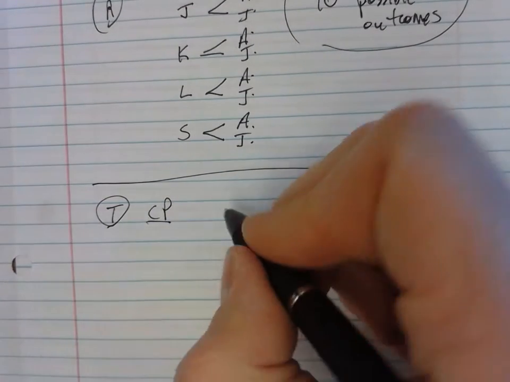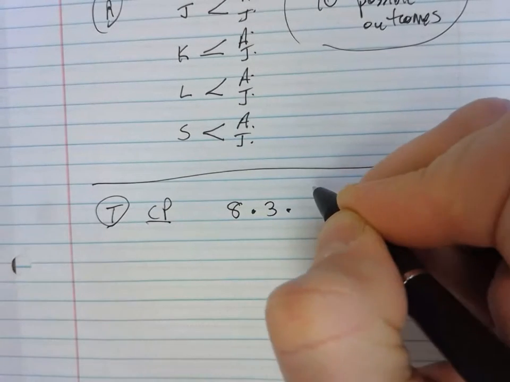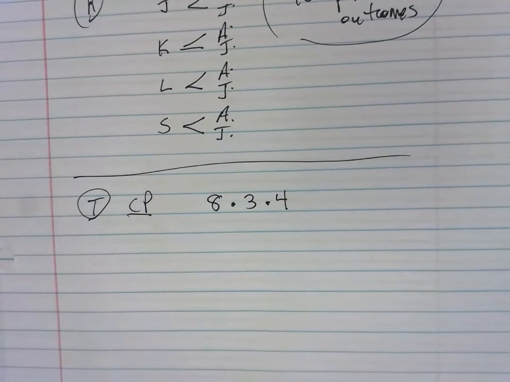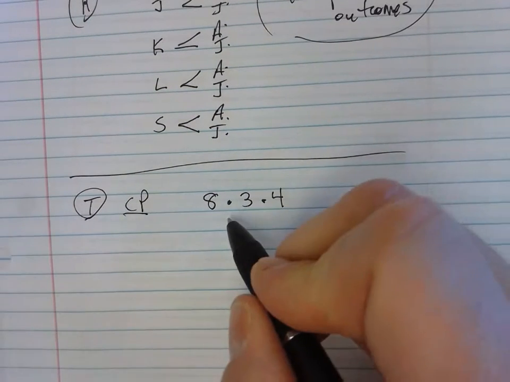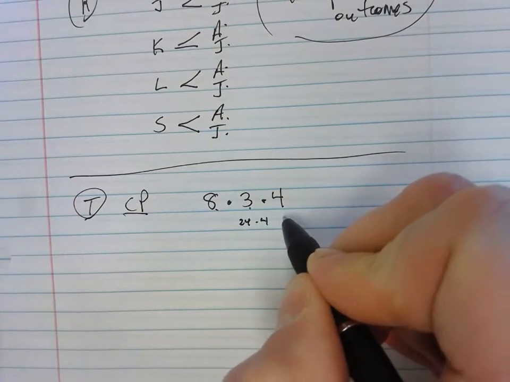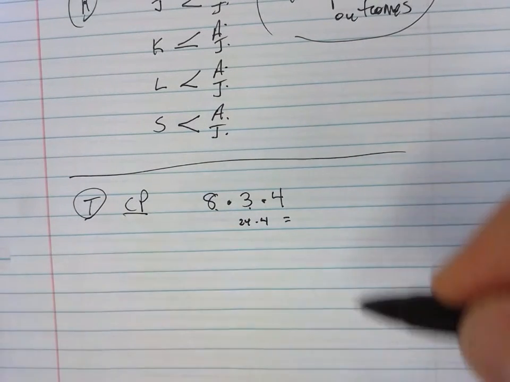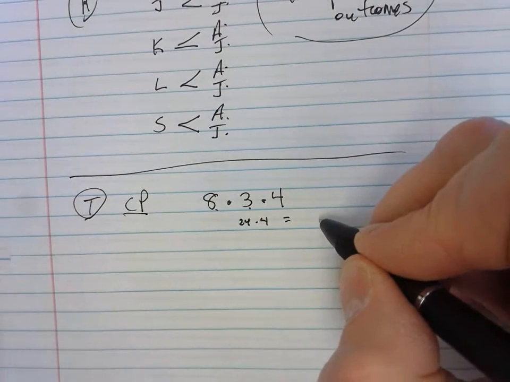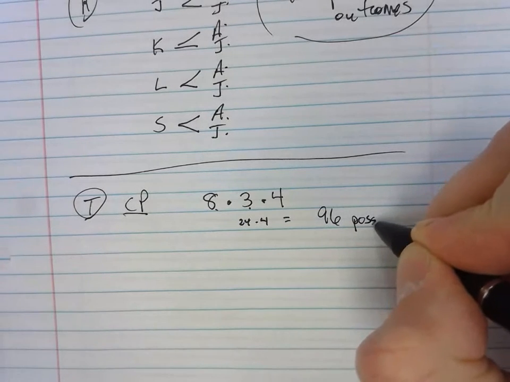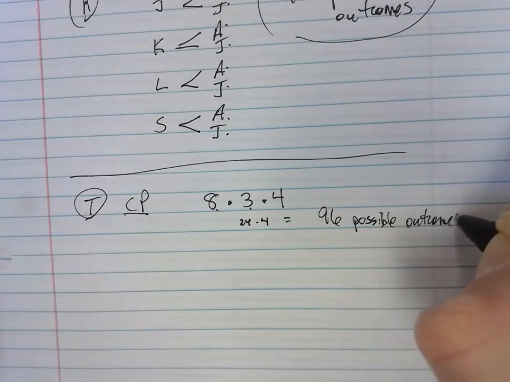All right, it says they've got 8 kinds of pizza, 3 kinds of salad, and 4 kinds of beverages. So you just take each one of those categories and multiply them together. You can do 8 times 3, which of course is 24, and 24 times 4. Or you can do 3 times 4 is 12, and 12 times 8, whichever way you want to do it. It all ends up being the same answer, which is 96 possible outcomes. Isn't that crazy? 96 different ways you could order that meal at the pizza place.